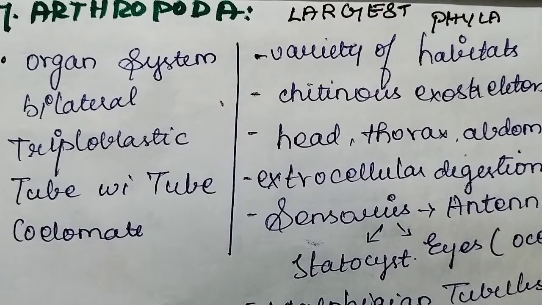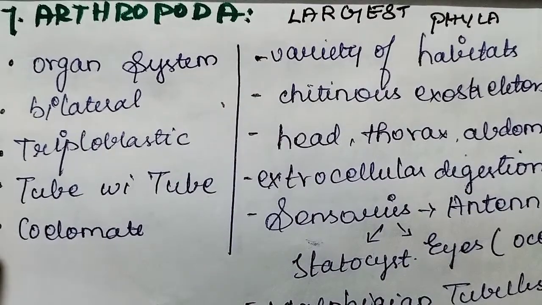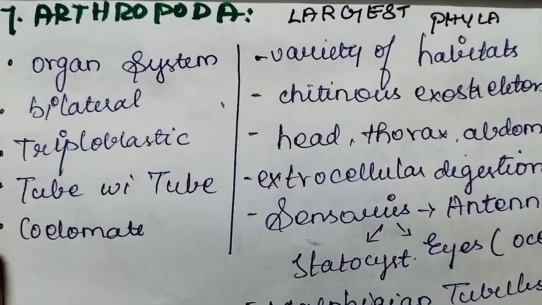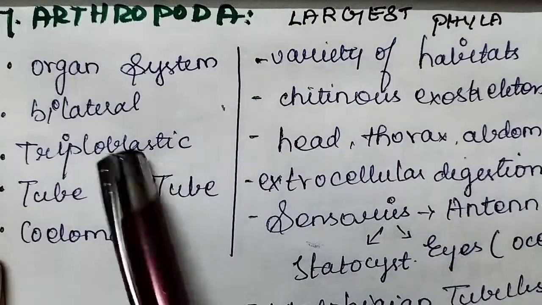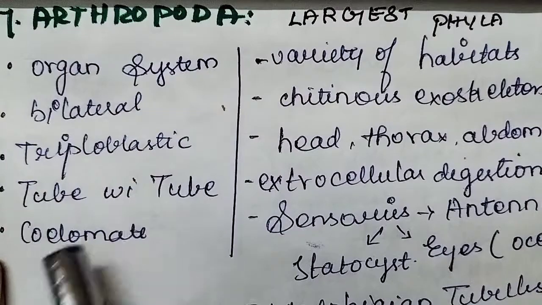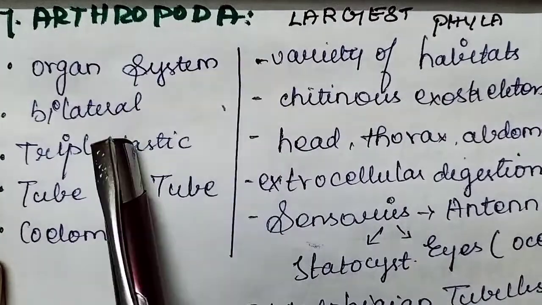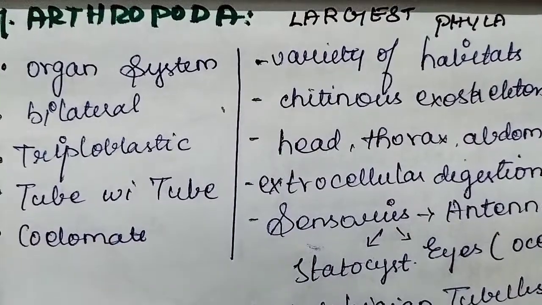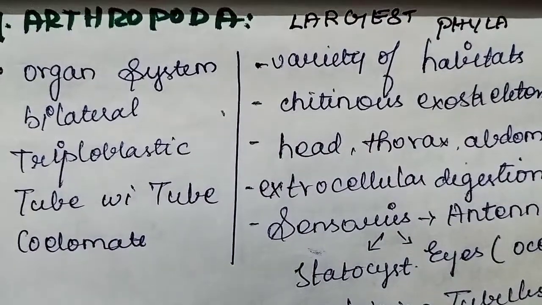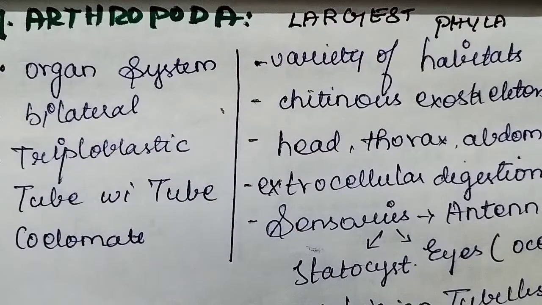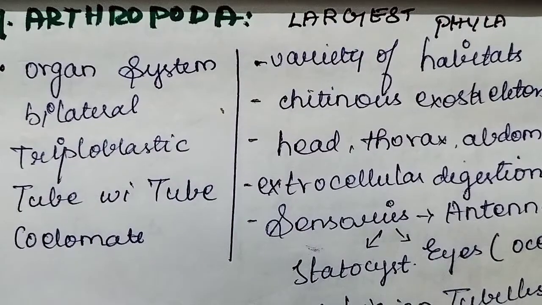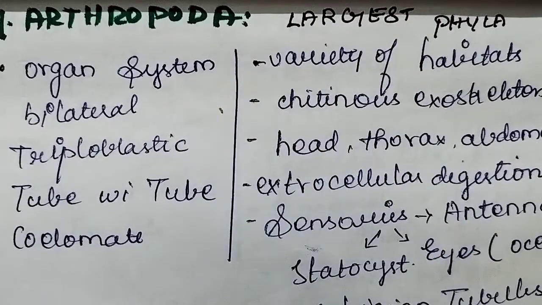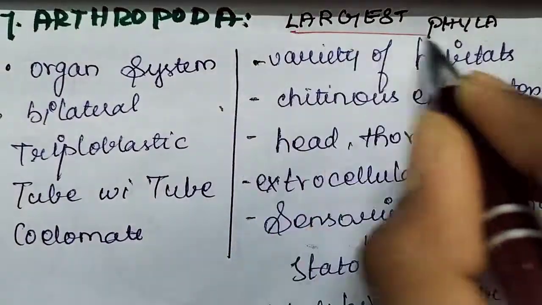Welcome to our channel, children. Today we will start with arthropods. The basic characteristic features of arthropods: organ system level of organization, bilateral symmetry, triploblastic, tube within tube plan, and coelomate. Common things. Next, an important thing about arthropods is that it is the largest phylum.